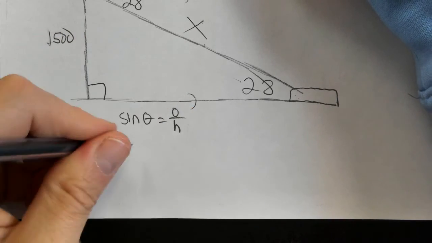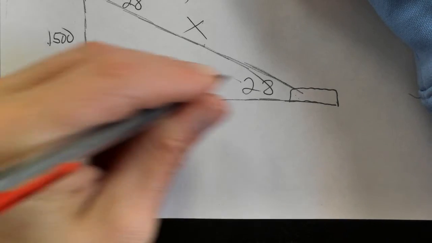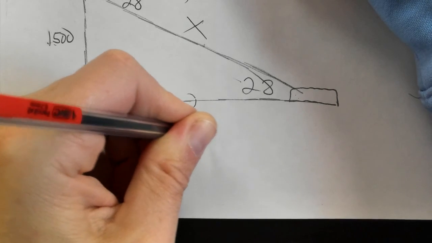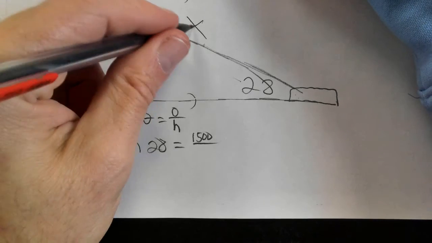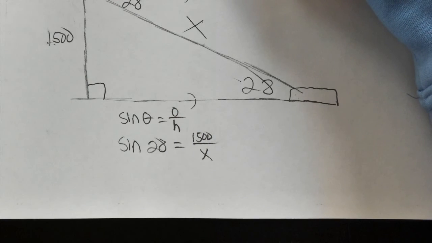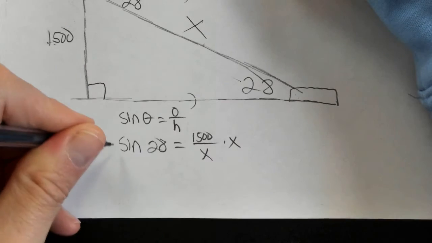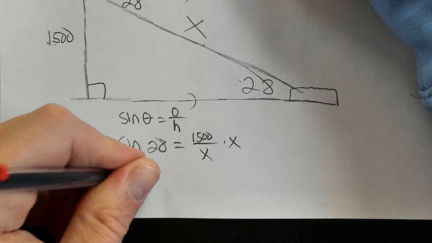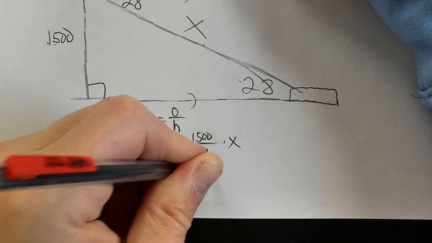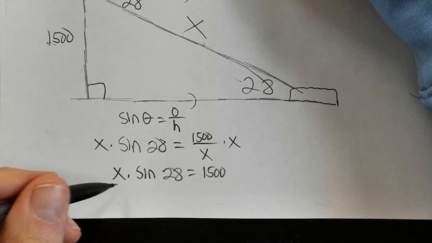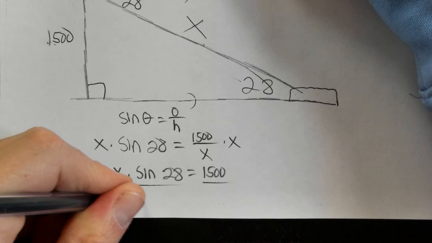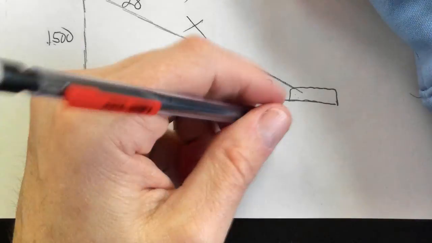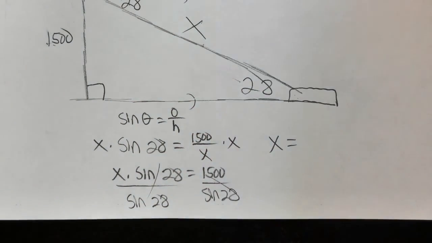It's always good practice to write the equation down first, so it helps you keep everything straight when you plug in. What's my angle? 28. What's the opposite side? 1,500. What's the hypotenuse? X. And that's the equation that I need to solve. How do I do it? Times x to both sides. So that'll leave me with x times the sine of 28 equals 1,500 because the x is canceled there. I need x by itself, so I'll want to divide both sides by the sine of 28. That'll cancel and leave me x equals whatever 1,500 divided by the sine of 28 is.